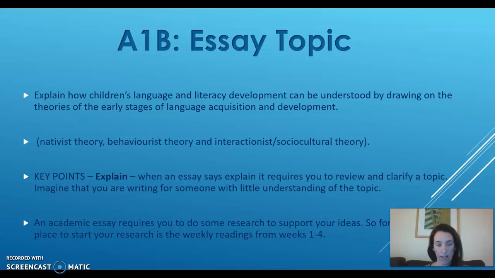So an academic essay requires you to do some research to support your ideas. So for this essay, the best place to start your research is from the weekly readings from weeks 1 to 4. So I really encourage you to spend time, 80% of your time now, doing your research from these readings weeks 1 to 4, and really getting a good knowledge and understanding of each theory. And as we go through the key terms now, make sure you're on alert when you are reading to pick up on these key terms and really have a good understanding.